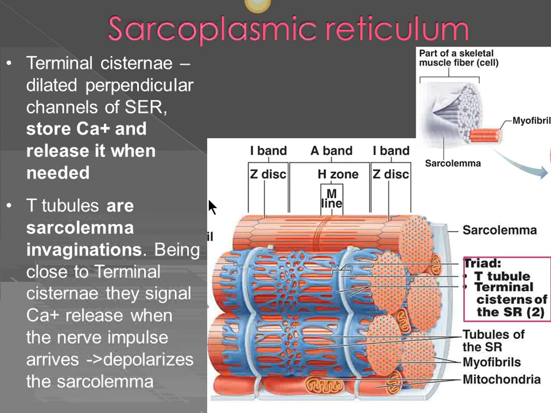Some more terms that we are going to do. Here you have to know these two terms, terminal cisternae and what we are going to call T-tubules. You must know what they are part of and what is the function. So here again, we are looking at a muscle fiber. And remember, it was made up of many myofibrils. Here it's showing you just one part. So here is the sarcolemma.